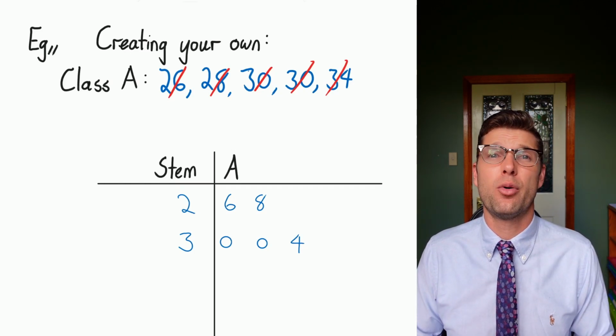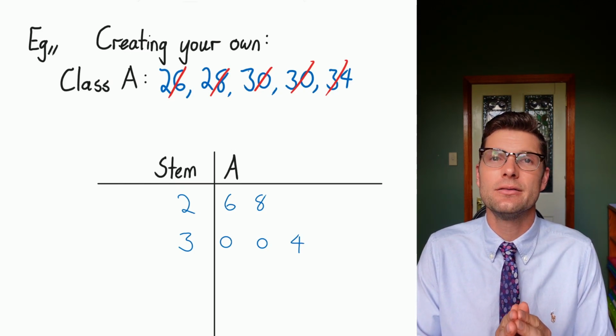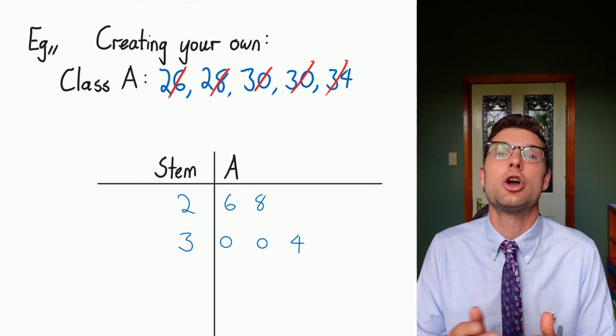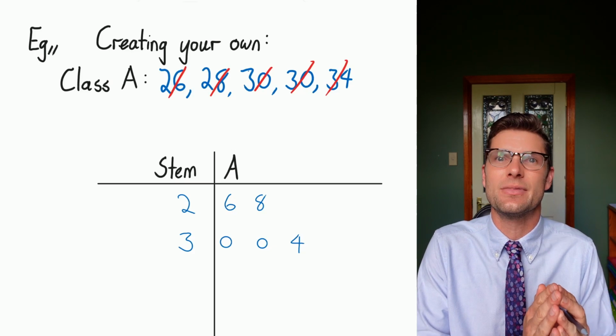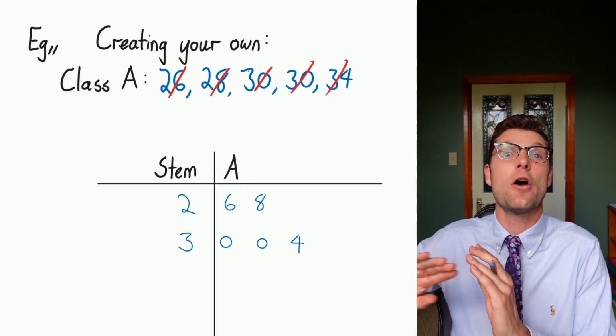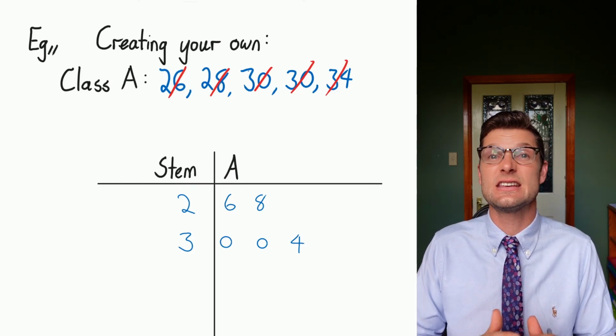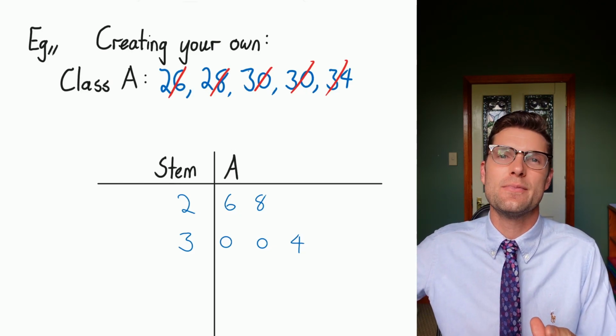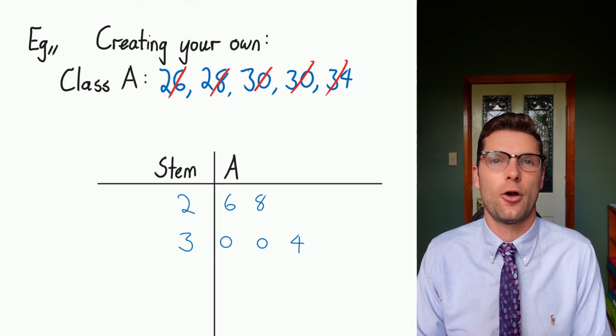One thing that is really important is that the lowest number, the lowest last digit, or the 30, for example, goes closest to the stem. As it gets bigger, we go further away. So this is a really good way to make sure you've got it right. Just make sure all your numbers are ascending away from your stem.